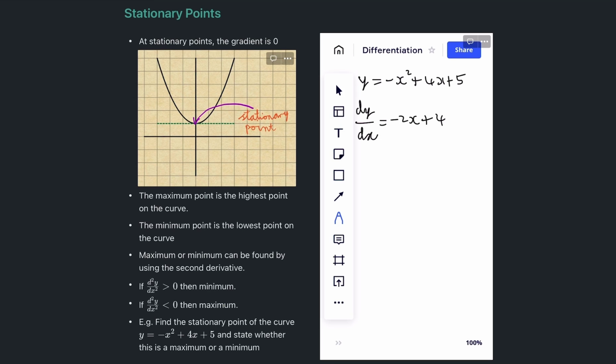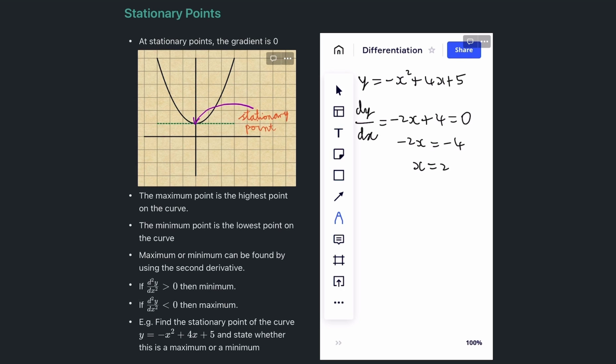And after this, we know that the gradient of the function at the stationary point is 0, right? So all you need to do is make this differentiated function equal to 0, and just solve for x. So that's minus 2x equals minus 4, and x should equal 2 from there. And that's your x coordinate for the stationary point.